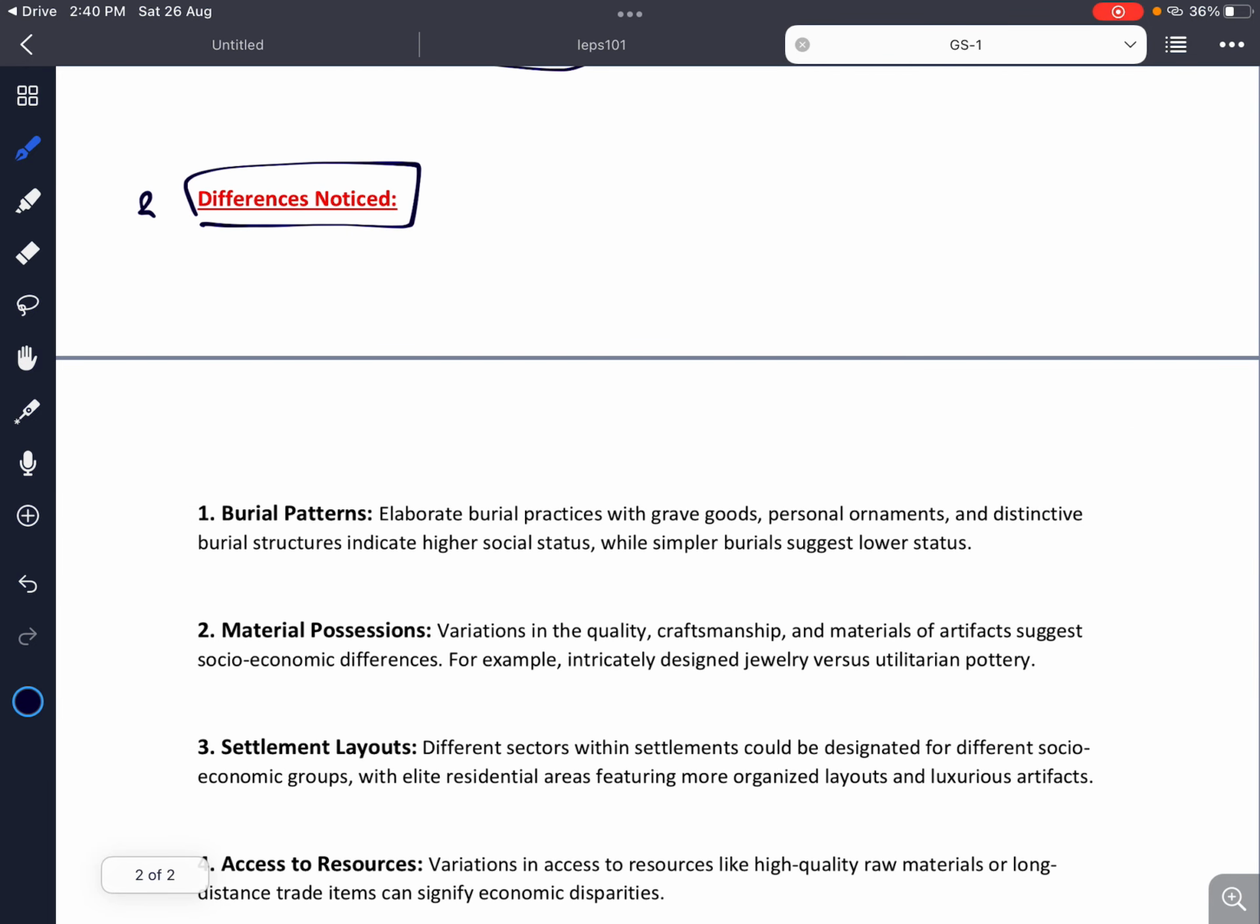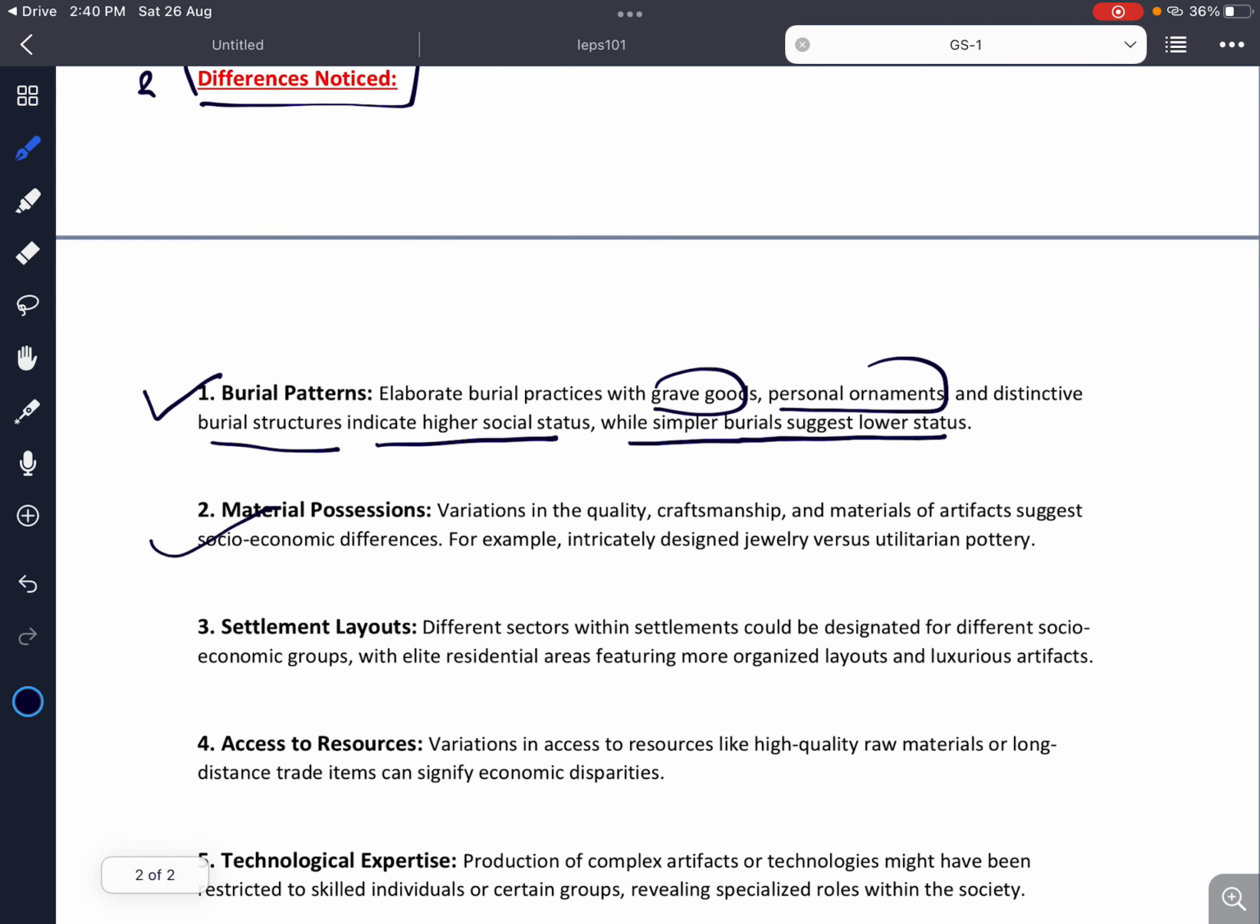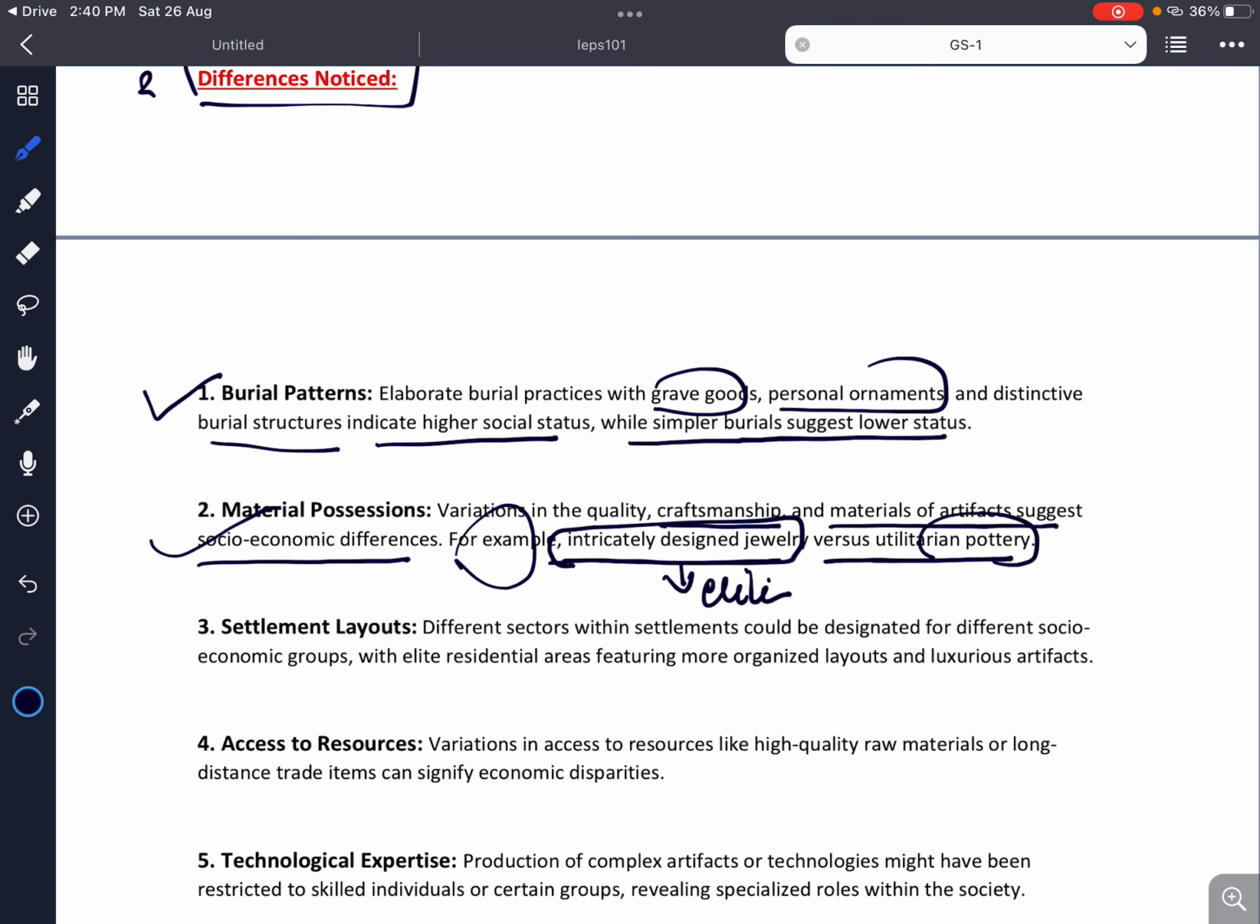What are the differences noticed? First of all, as said earlier, burial patterns. Elaborate burial practices with the grave goods, personal ornaments and distinctive burial structures indicate higher social status, while simpler burials suggest lower status. Material possession, as said earlier: variations in the quality, craftsmanship and material of artifacts suggest socioeconomic differences. For example, intricately designed jewelry versus utilitarian pottery. Intricately designed jewelry was designed for the elites, and utilitarian pottery is spread common across various sites.